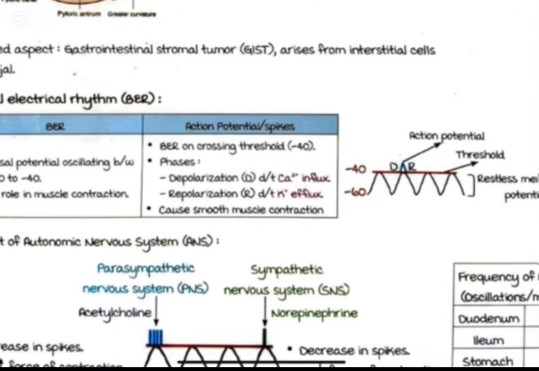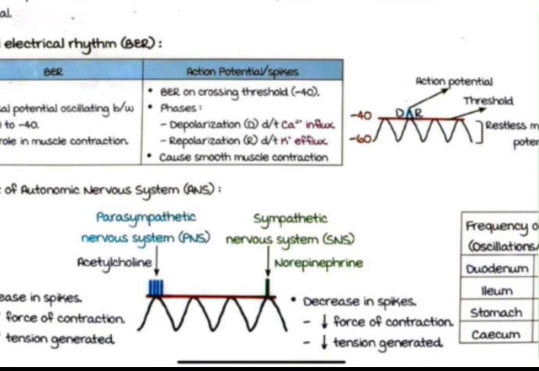BER, basal electrical rhythm. BER, basal potential oscillating between -60 to -40, has no role in muscle contraction, action potential, and spikes. Basal electrical rhythm on crossing threshold -40. Phases: depolarization is due to calcium influx. Repolarization is due to potassium efflux. Causes smooth muscle contraction.